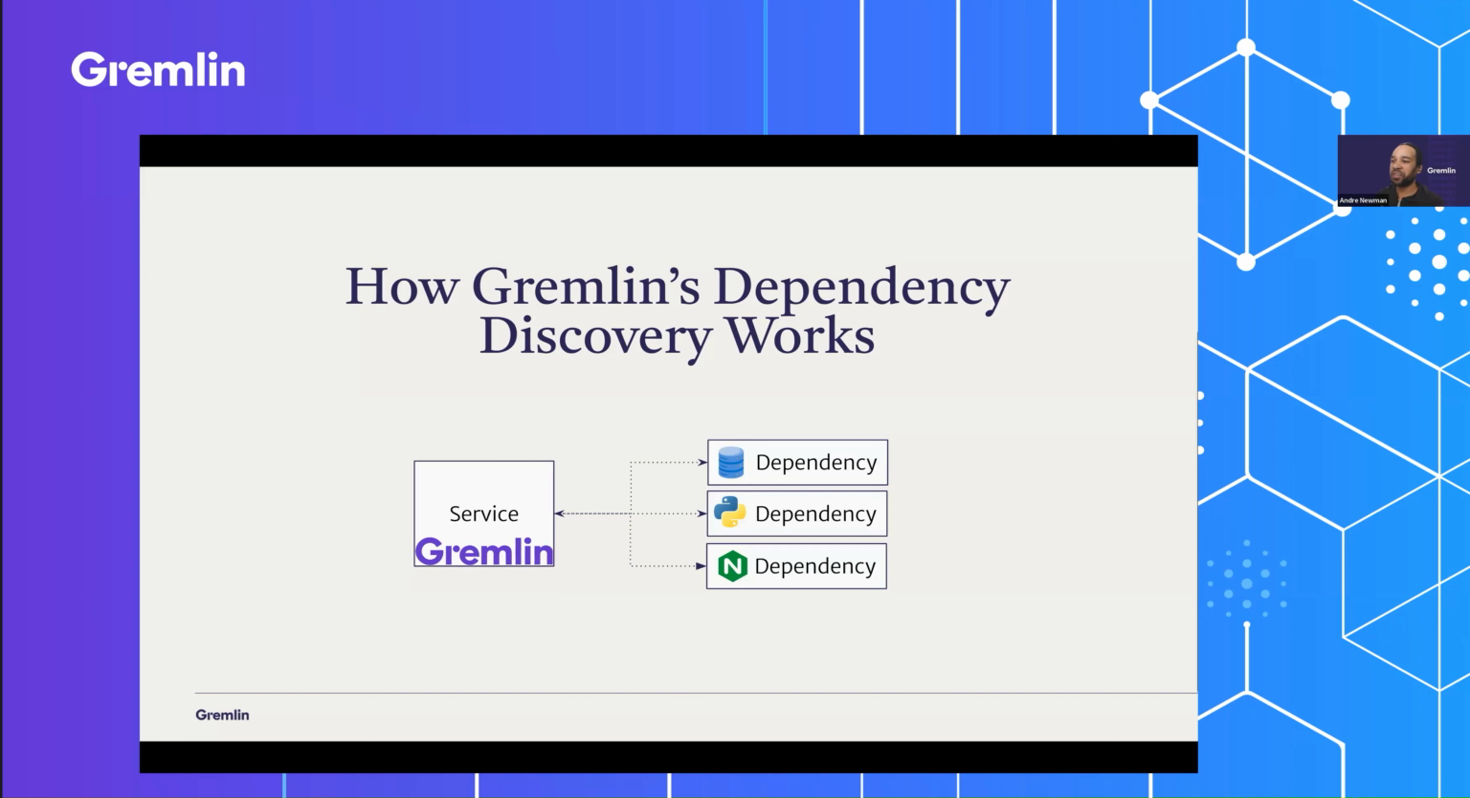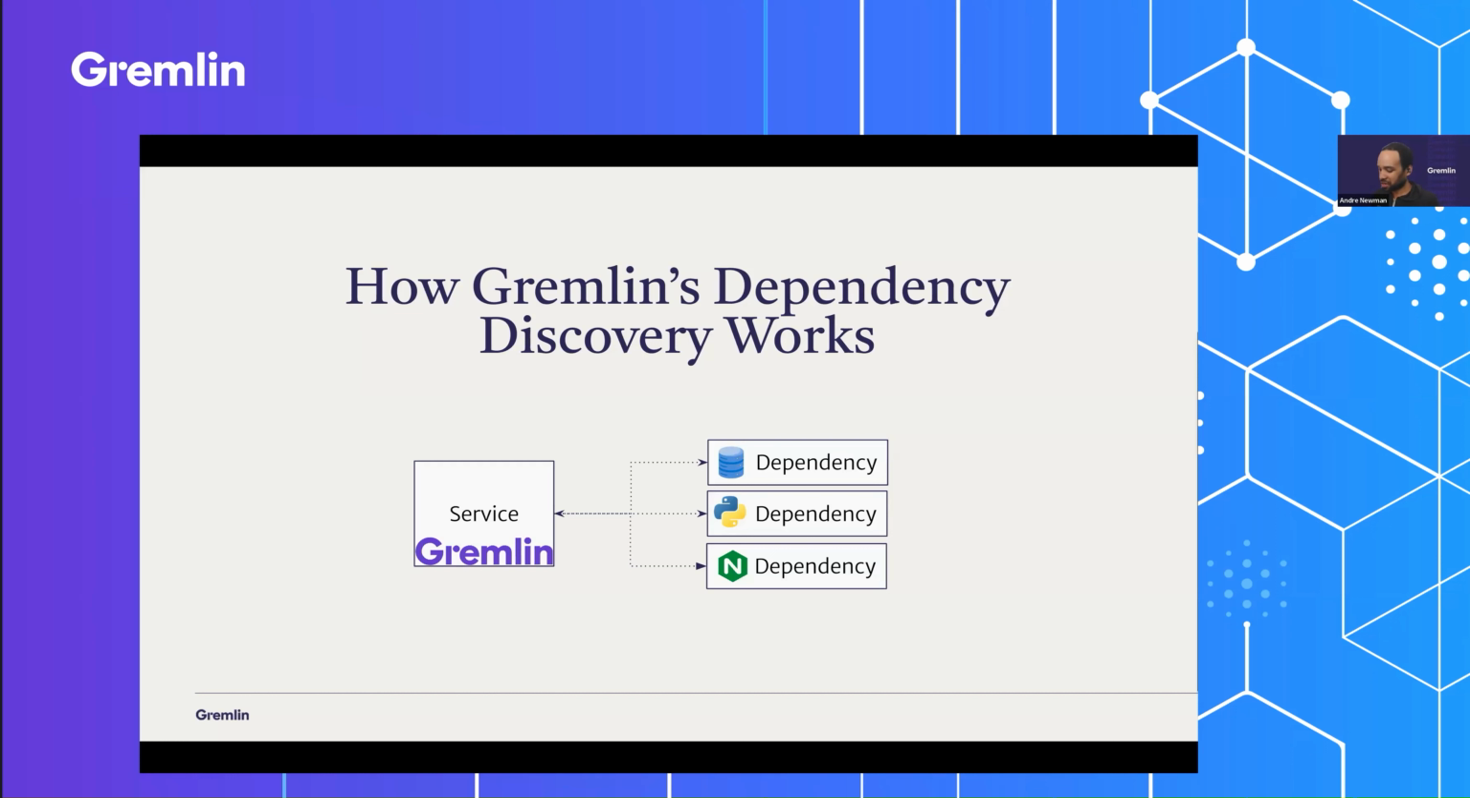And with that information, Gremlin sends this data back to our backend systems where it then shows up in our web UI. So that way you can review your dependencies, you can see them next to your services, and of course, click on them for testing. And even though a lot of this is automatic, you can still always add dependencies yourself and edit or remove existing ones.